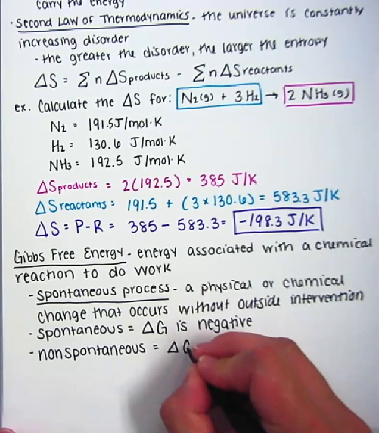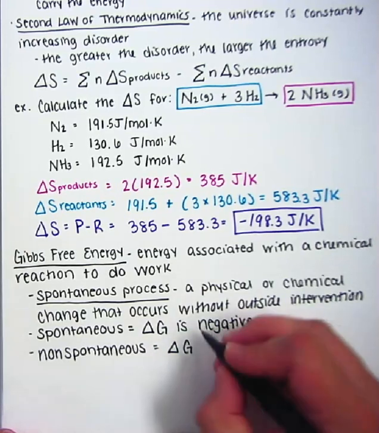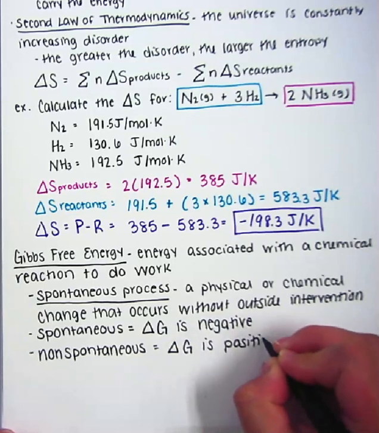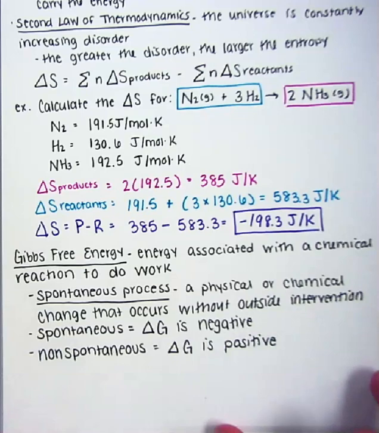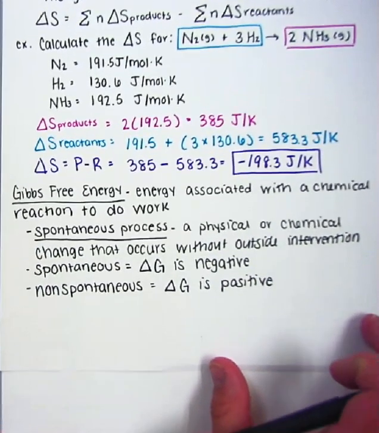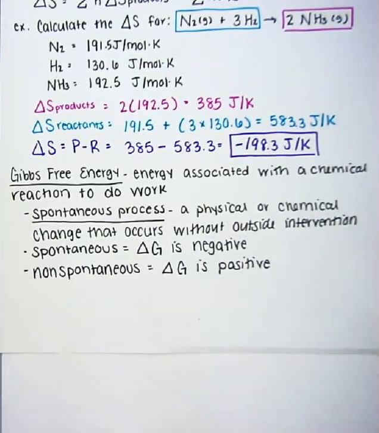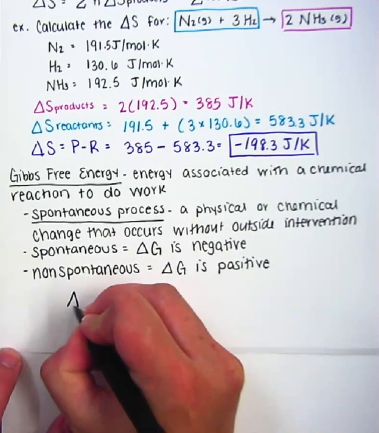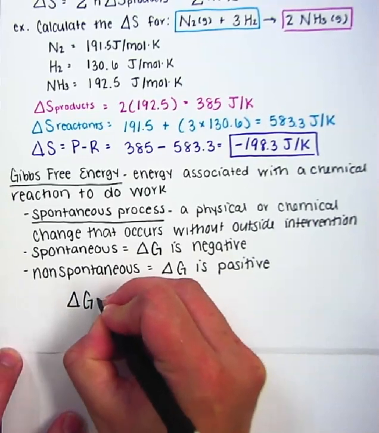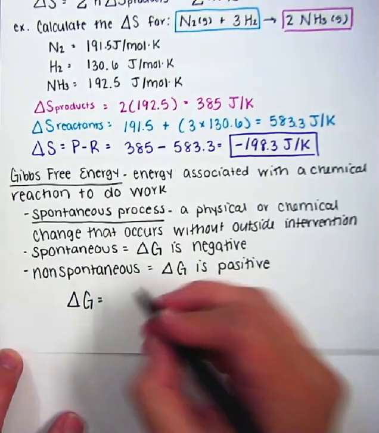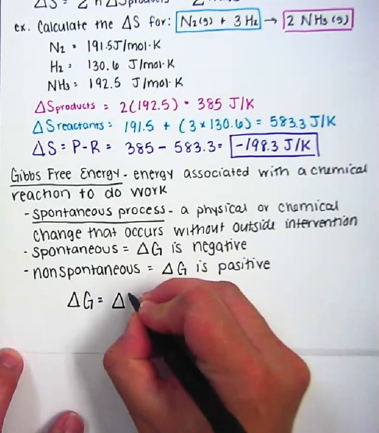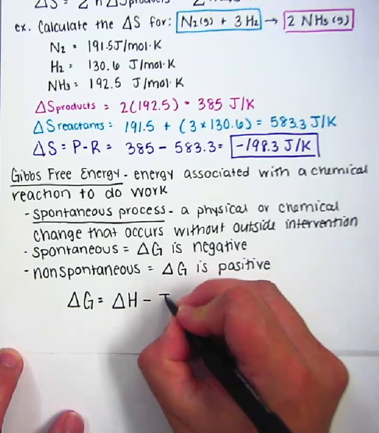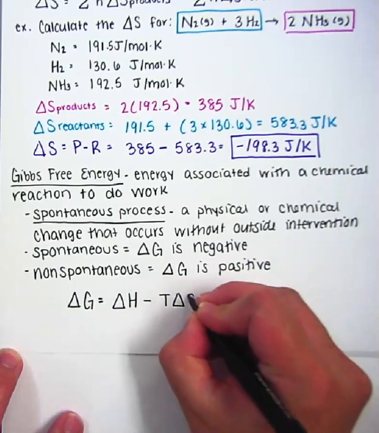This reaction takes work, it requires outside intervention. Gibbs energy is going to be positive. The way that we calculate Gibbs free energy is by combining a few things together. Gibbs energy is going to be delta G. Delta G is equal to delta H minus T times delta S.